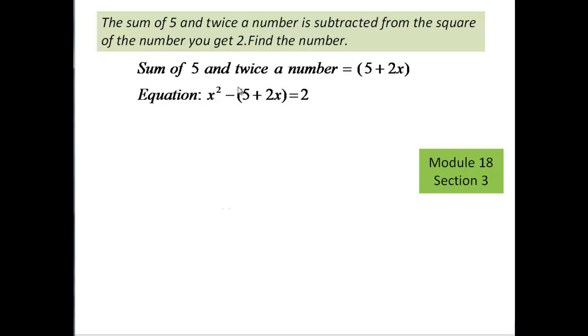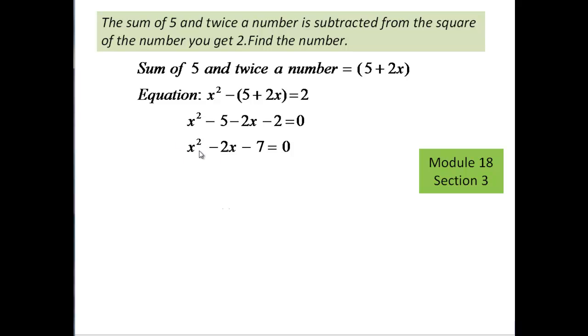Okay, distribute the negative to the 5 and the negative to the 2x. So it's x squared minus 5 minus 2x. Move the 2 over, so it's minus 2. Then rearrange it, so it's x squared minus 2x minus 7.